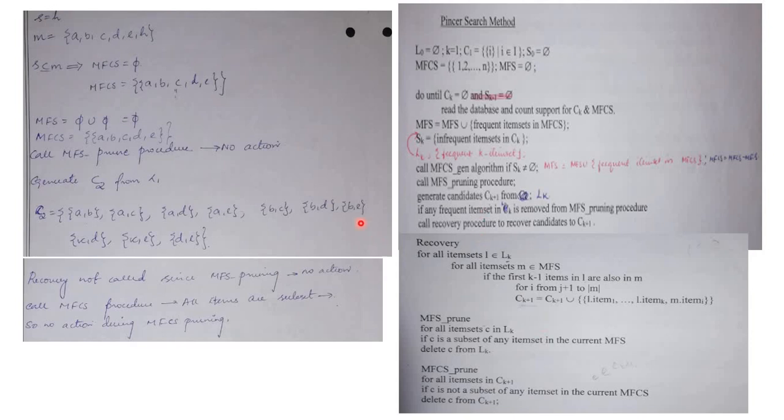Now if you see here, my MFS is still null. So when the call happens to this module, if C is a subset of any item set in the current MFS, since the current MFS is null here, nothing happens in MFS prune. There is no action taken in MFS prune. The control just comes out of this module. So even though the MFS prune procedure is called, no action takes place.